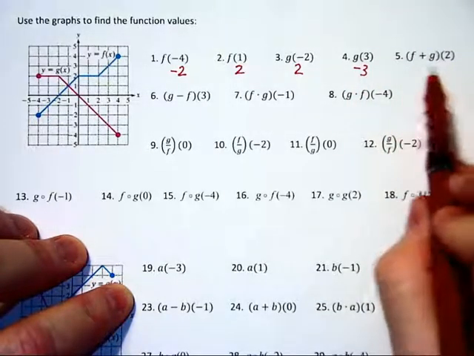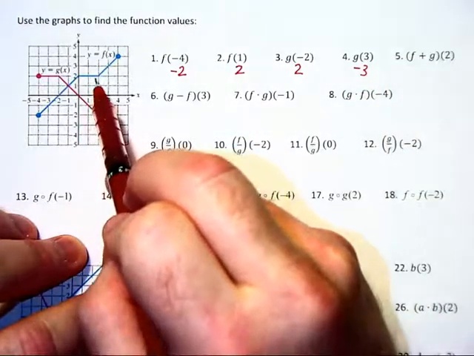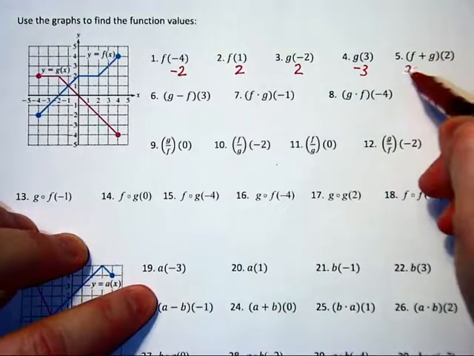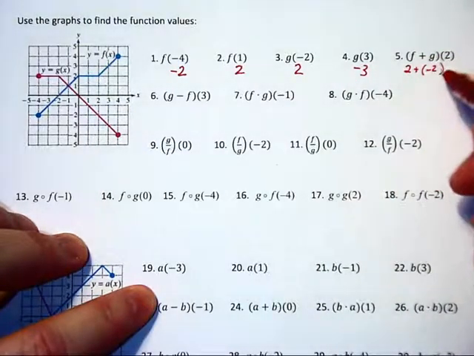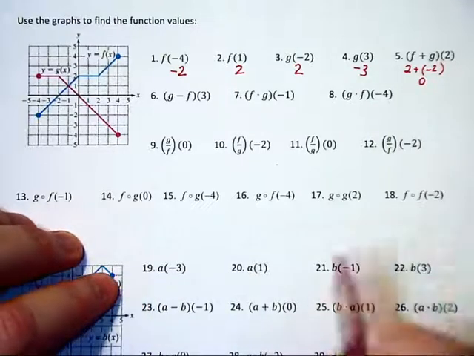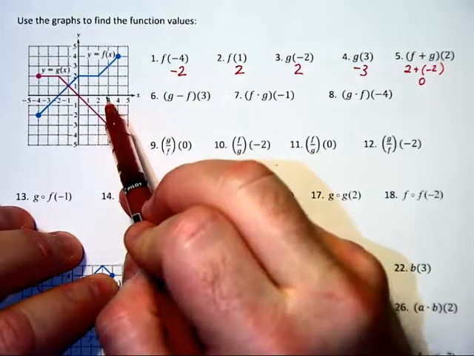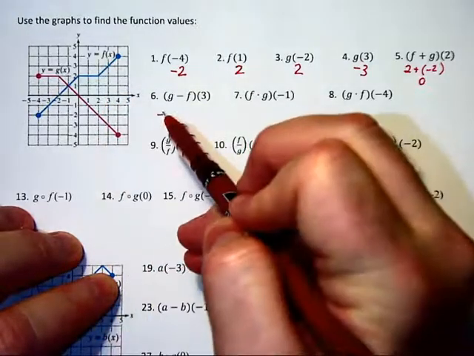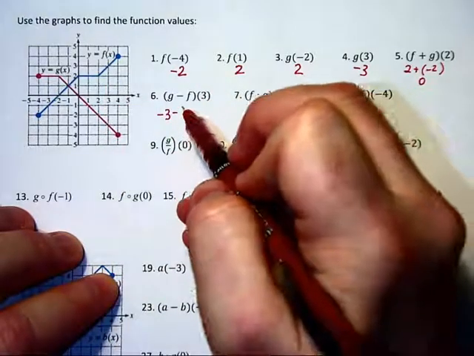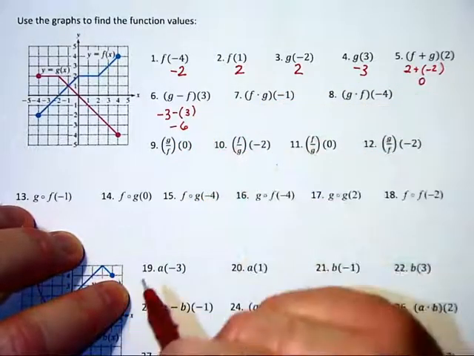And f plus g of 2. Okay, now I need f of 2, which is at a height of 2, g of 2, which is at a height of -2. So I have 2 plus -2, which gives us a value of 0 for that sum. g minus f of 3. Well, at 3, g is -3, minus f, which is at a height of +3, and so we get -6 for that part.